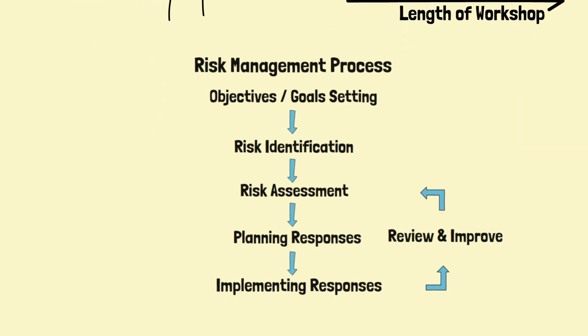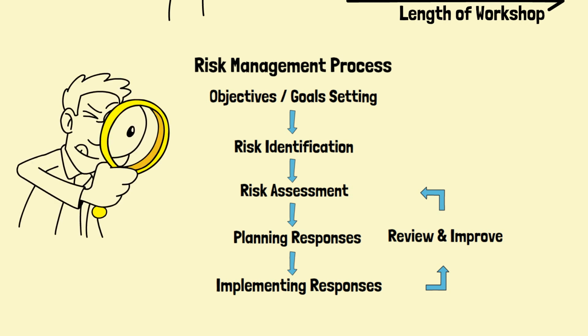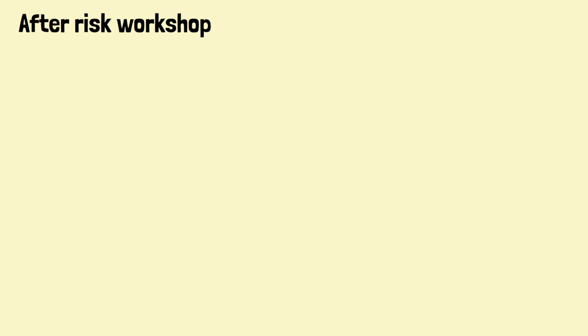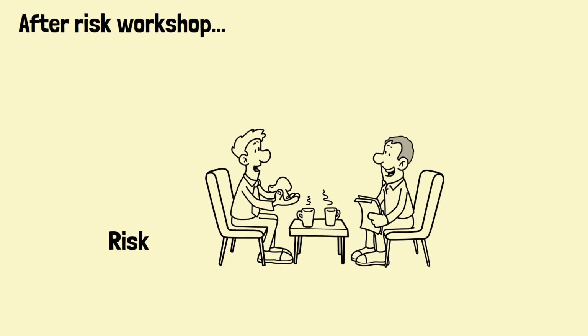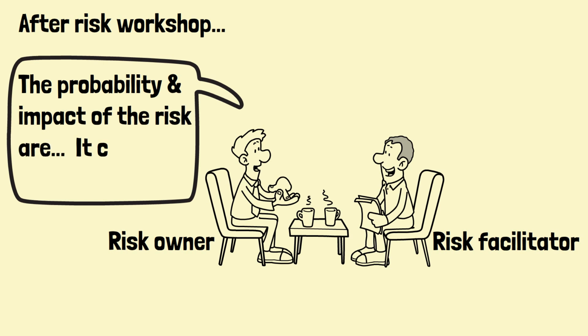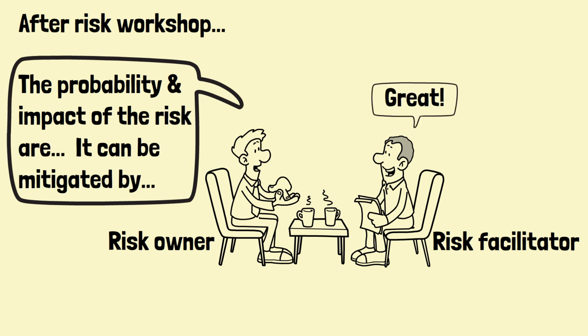Remember that there are many steps in a risk management process. The advice is not to cover all the steps, but focus on the most impactful one, i.e., identifying risks and their respective risk owners. After the risk workshop, the risk facilitator can then book times with individual risk owners to assess the risk probabilities and impacts, and plan risk responses.